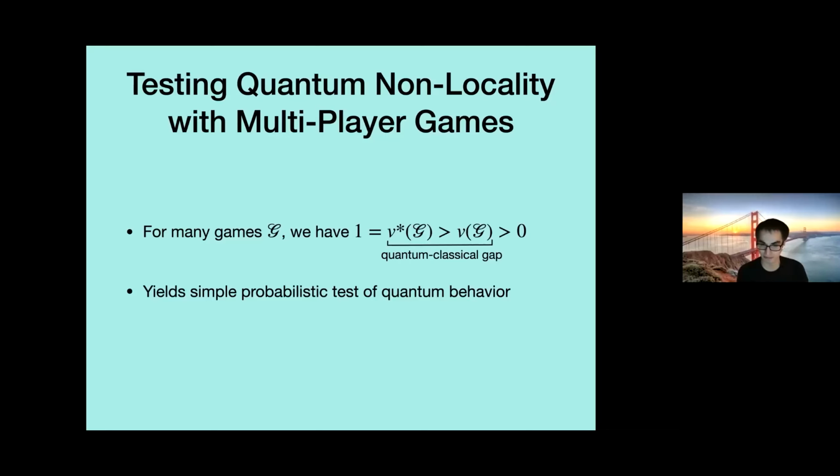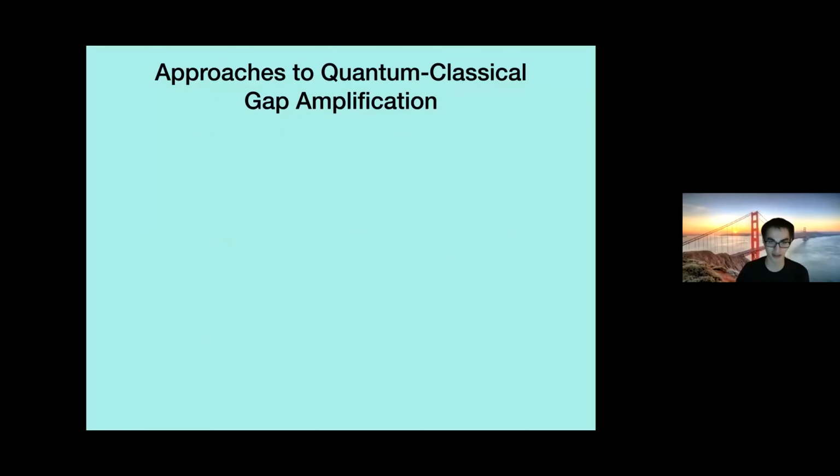Because if they were limited to being classical, then they would have some probability of failing to win the game. The gap between the entangled value and the classical value is some constant. And you can ask how to construct a test with a larger gap, or like get the classical value to be arbitrarily close to 0. So this is called gap amplification. And there are several common approaches that you might try.